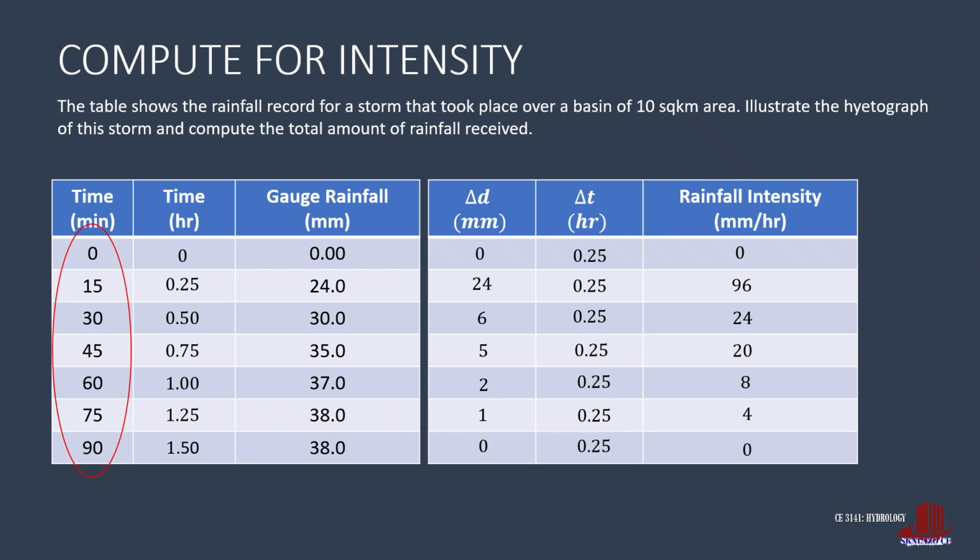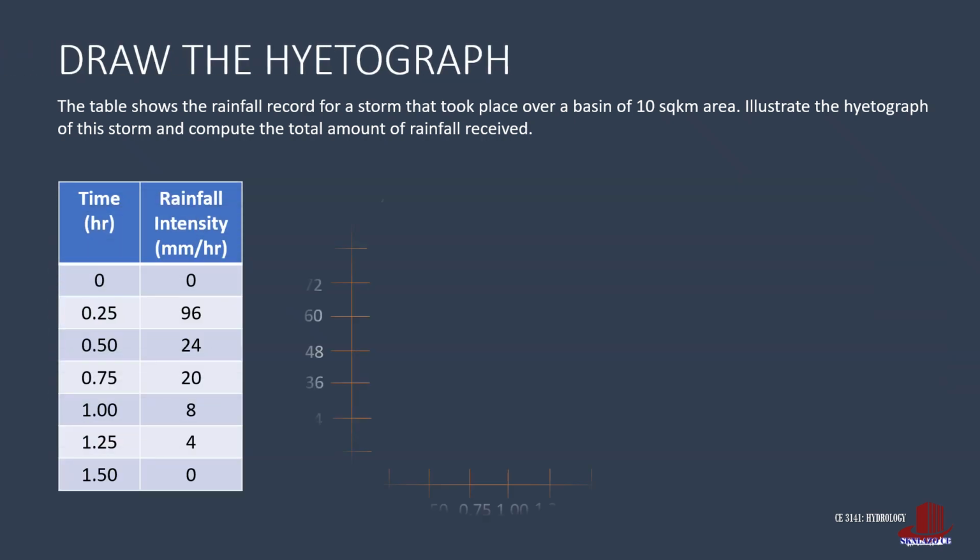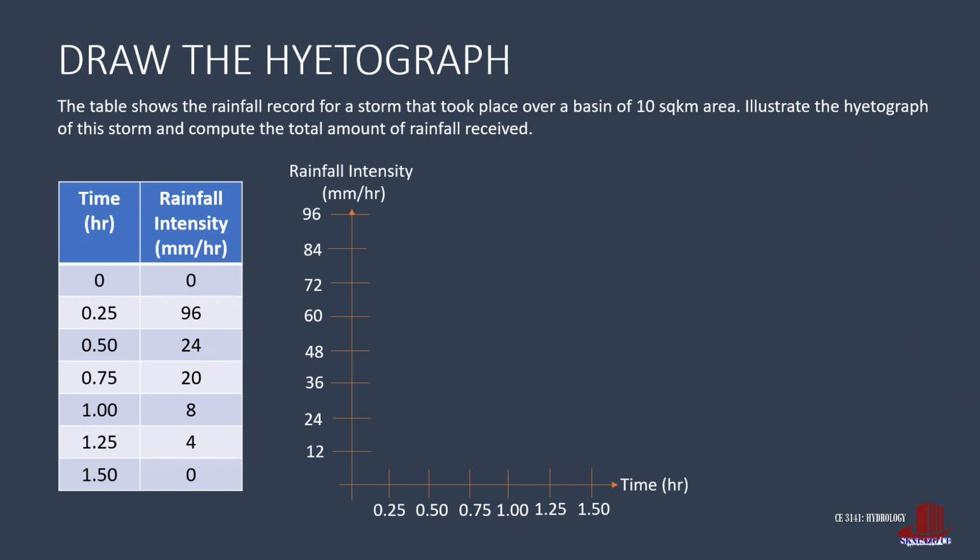We are now set to draw the hyetograph. To draw the hyetograph, we need time and intensity. So from the data, from time 0 to 0.25, the intensity is 96 millimeters per hour. Between time 0.25 to 0.50, intensity is 24. From 0.50 to 0.75, the intensity is 20.